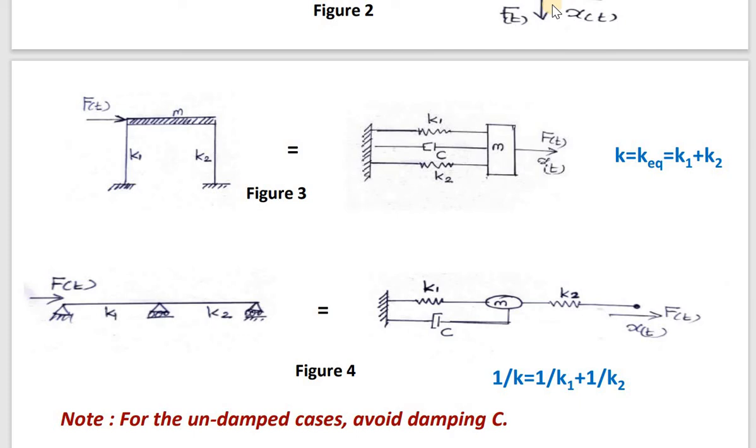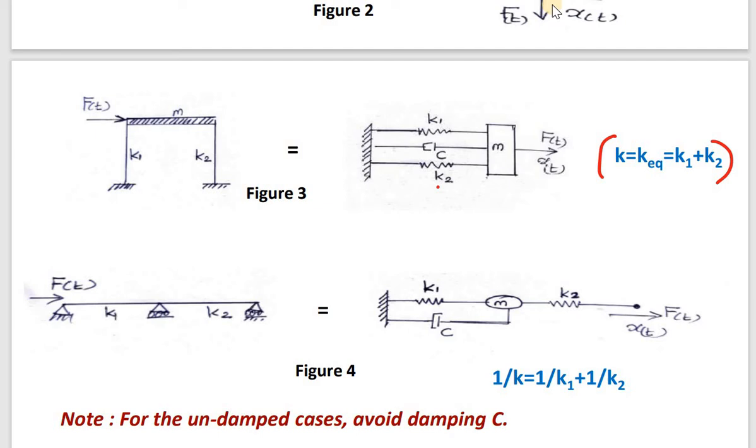Now again, look at this. Here I am having a mass, and 2 columns are there, so I will be having K1 and K2. It is again an SDOF only, a single degree of freedom system. But here, this is important: the total stiffness will be, you just understand, go through these two figures, figure 3 and figure 4.